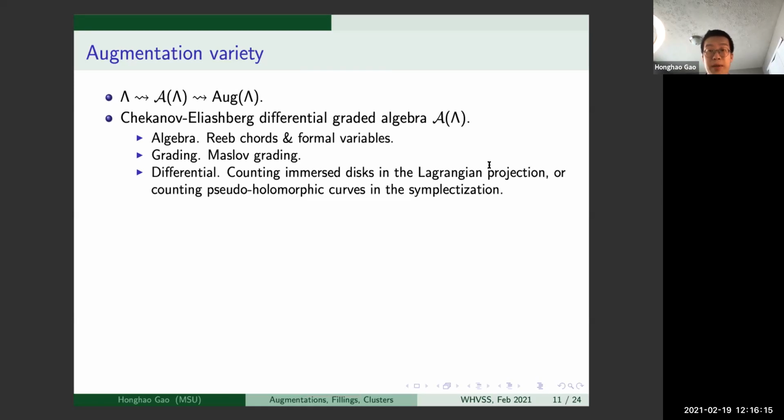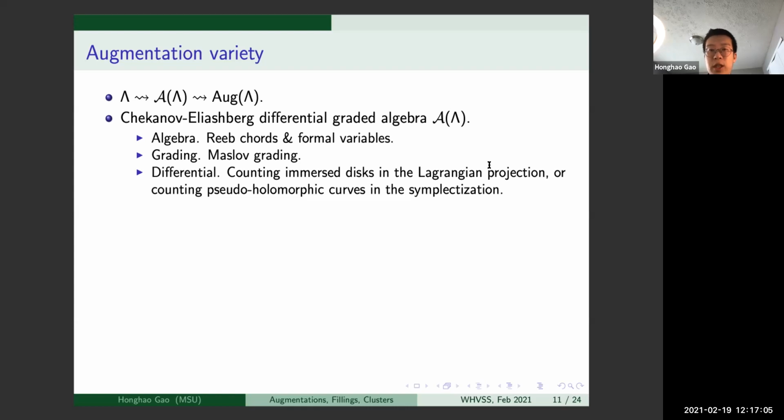So the Chekanov-Eliashberg DGA is generated by the Reeb chords and formal variables. And in our previous diagrams, these Reeb chords are nothing but the crossings in the Lagrangian projection. And all these variables are assigned with a grading called Alexander index, which is some sort of version of the Maslov grading. And the differentials are defined by counting immersed disks in the Lagrangian projection, or it's equivalently defined by counting pseudo-holomorphic curves in the symplectization. Whatever this definition is, I'll show you an example slightly later.